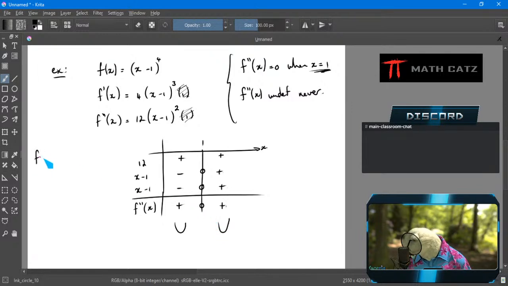So I'll just write over here: my function is concave up everywhere, because I don't have to exclude 1, since it's defined there. I have a y value, which happens to be 0. So I have a point, and I have it as a potential inflection point, but the bend doesn't change.